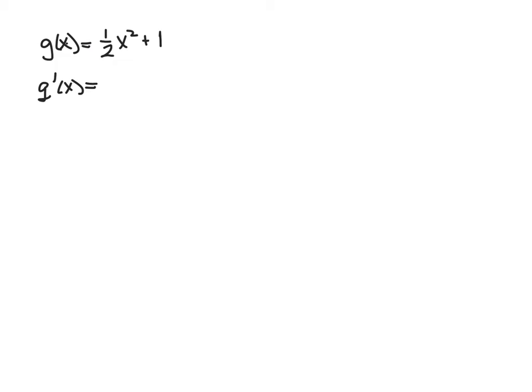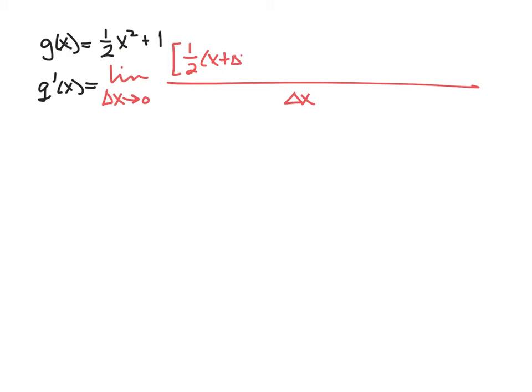Let's try one more. Say g of x is 1/2 x squared plus 1, and we want to find that derivative. We're going to take the limit as delta x approaches 0 of this fraction divided by delta x, and in our numerator, we're first going to just substitute that x plus delta x, so 1/2 times x plus delta x squared plus 1. And subtract from that g of x, which was 1/2 x squared plus 1.